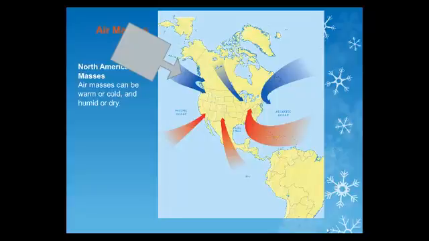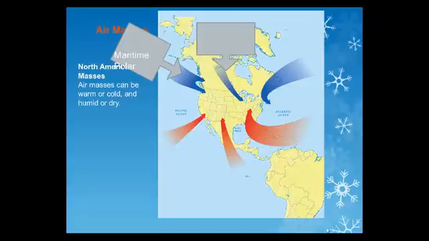What do we know about the temperature? It's cold, so therefore it is a polar air mass. But it formed over top of the ocean, so what do we know about it then? It is maritime, so it is a maritime polar air mass.